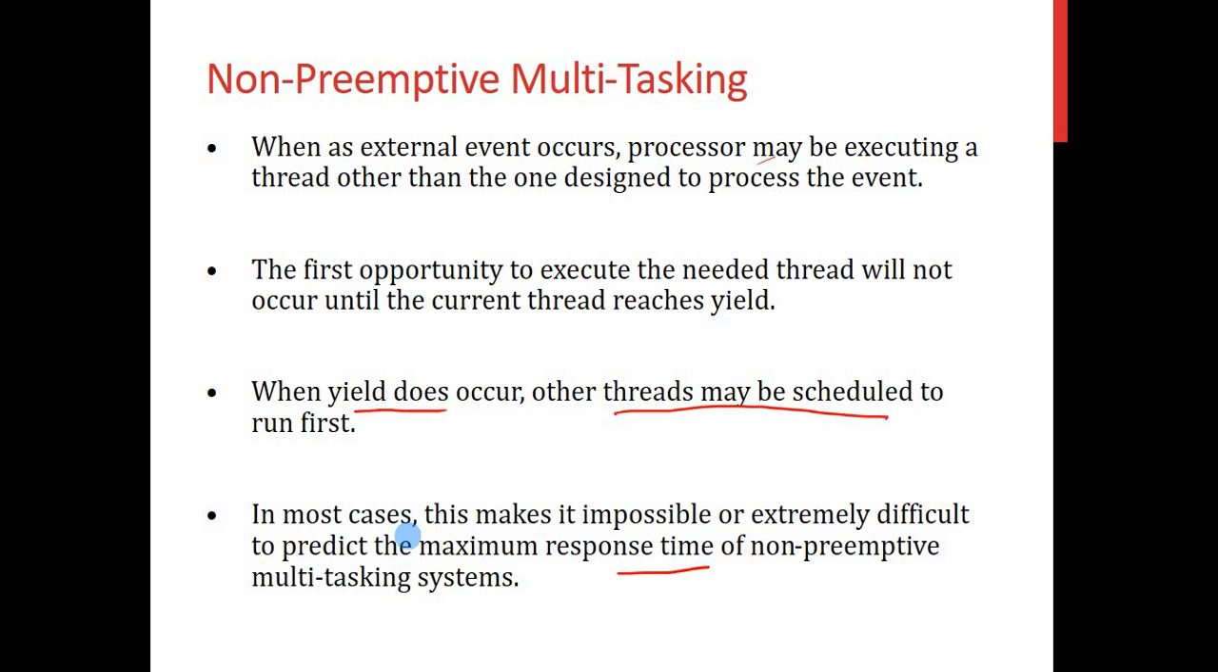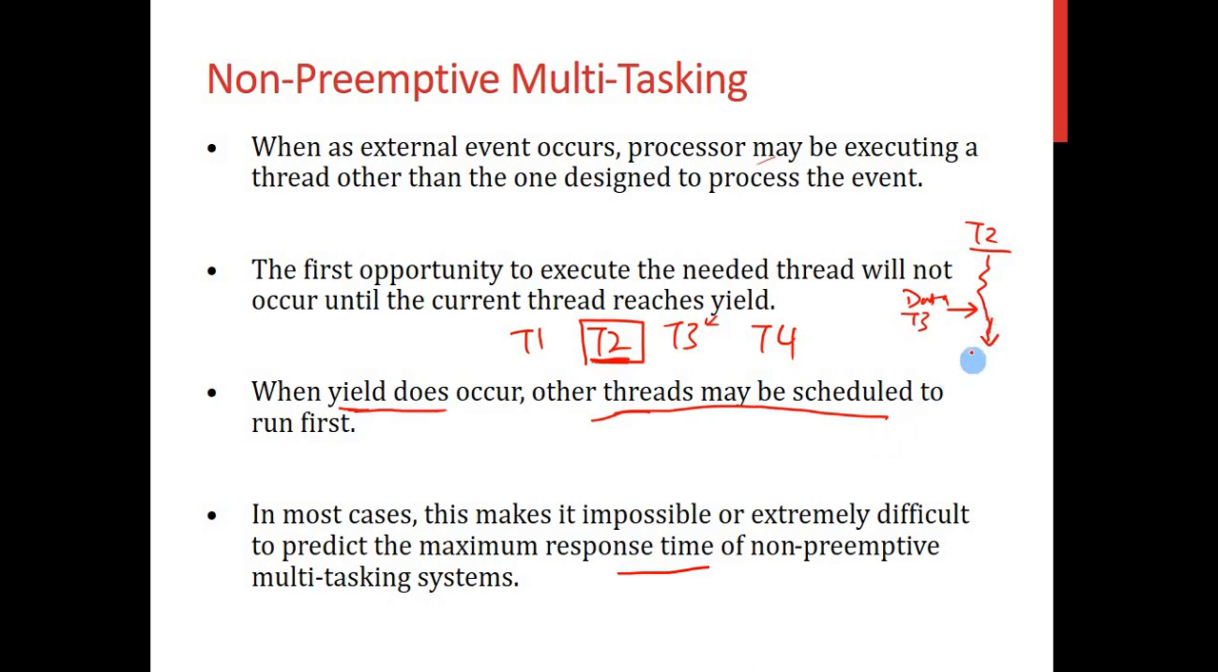The issue with a non-preemptive multitasking system is that when I call yield, there can be a lot of threads in the queue waiting to run. So you cannot say for sure what will run next. For example, if I have task 1, task 2, task 3, task 4 and so on, and task 2 is currently running, and at this point there is some data that task 3 needs.